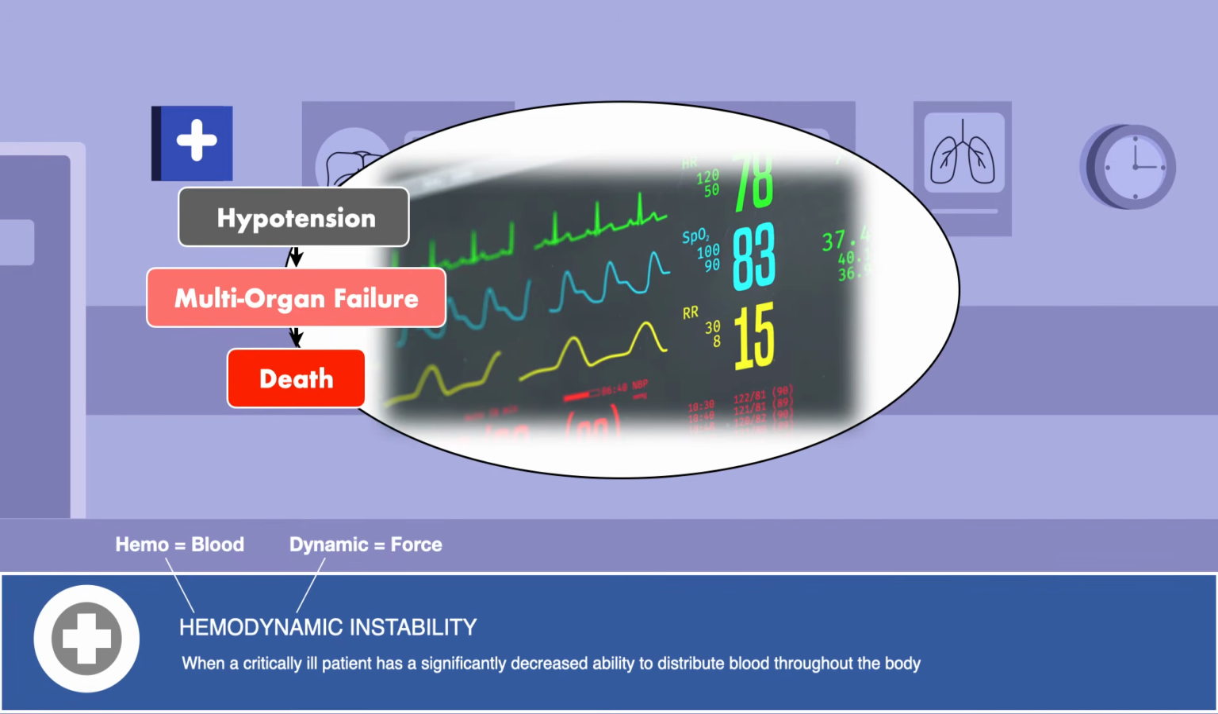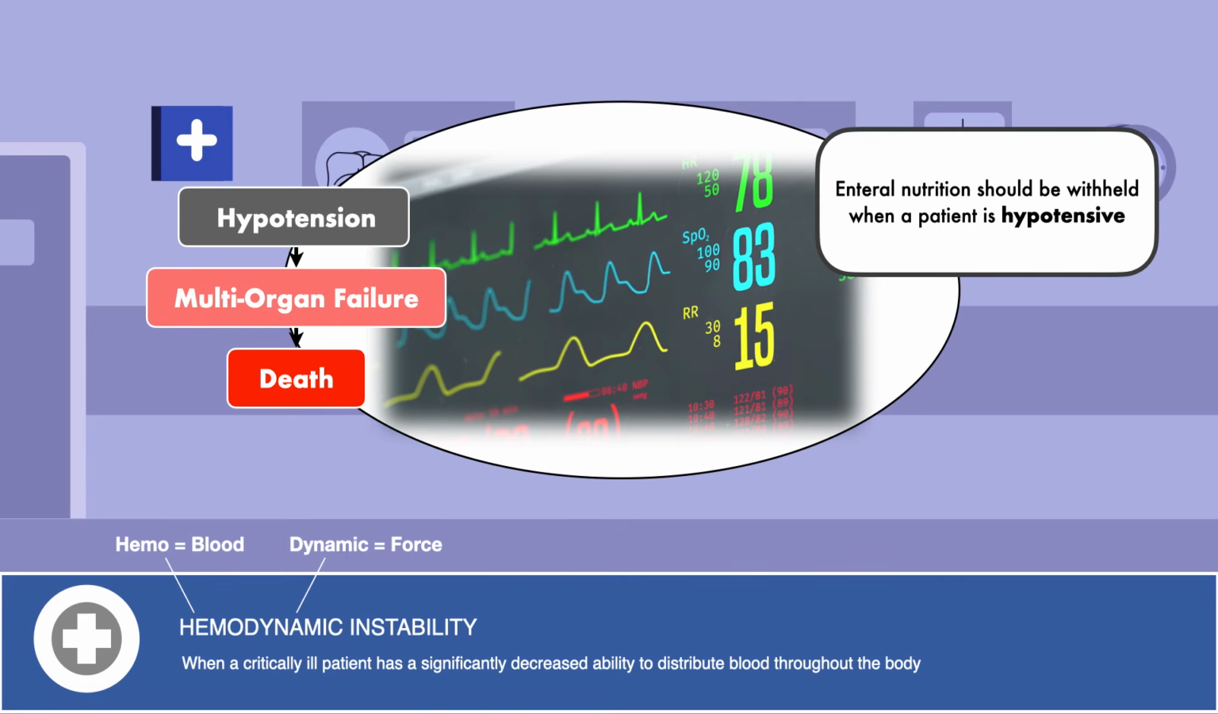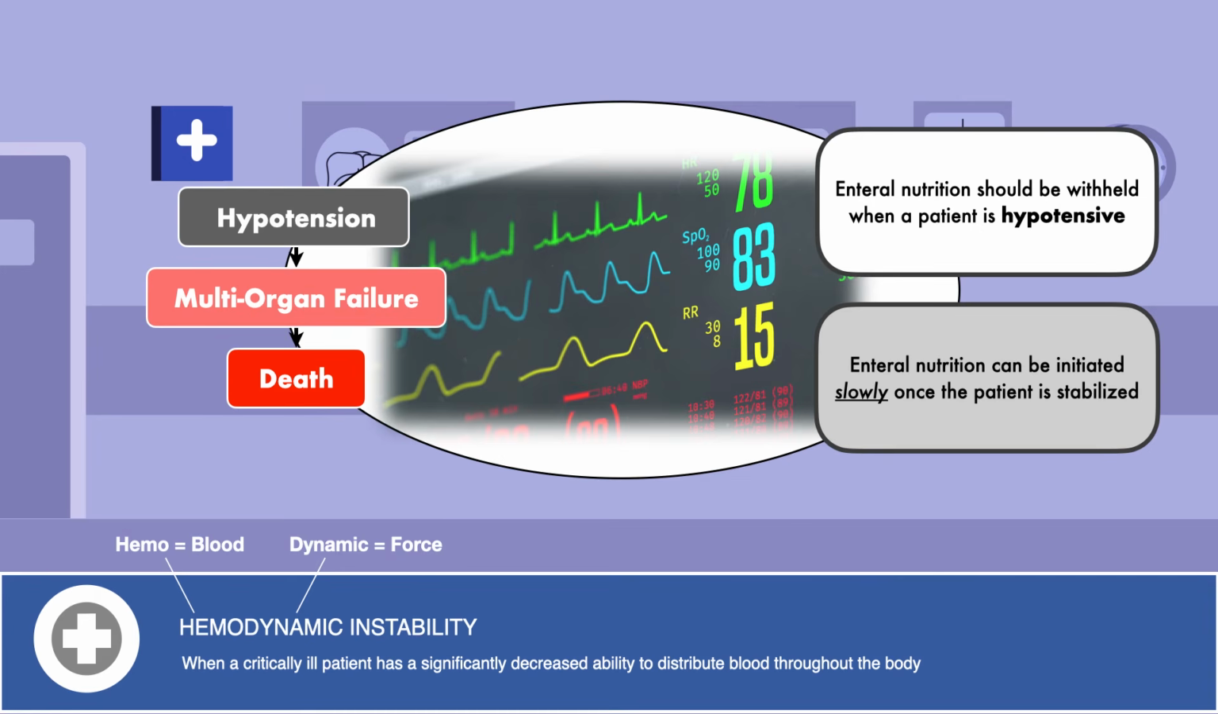The key takeaway for this contraindication is that enteral nutrition should be withheld when a patient is hypotensive and unstable. Enteral nutrition can be initiated slowly once the patient is stabilized, and this should always be done under the direction of a critical care physician.